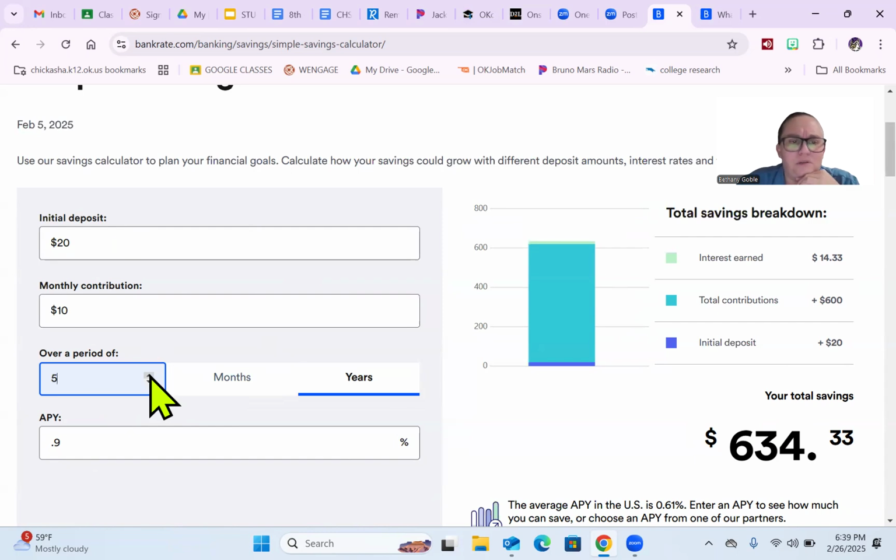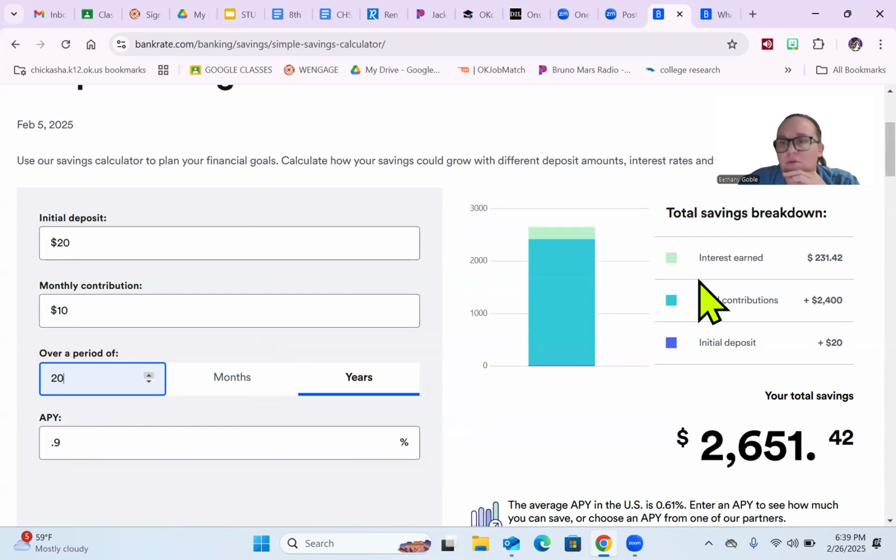Well, say you do this for the next 20 years. Now look, the bank literally gave me $231 free just for keeping my money in there.